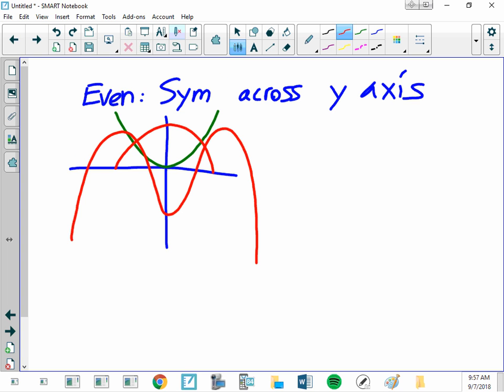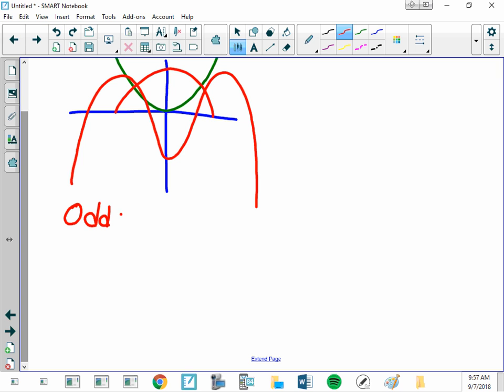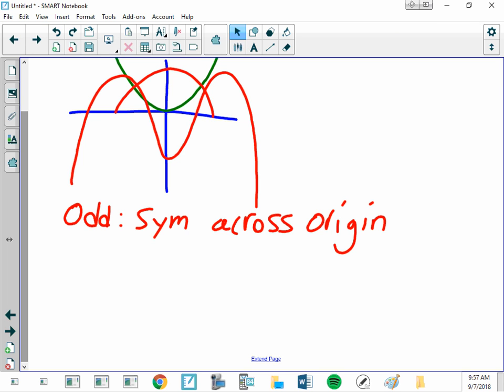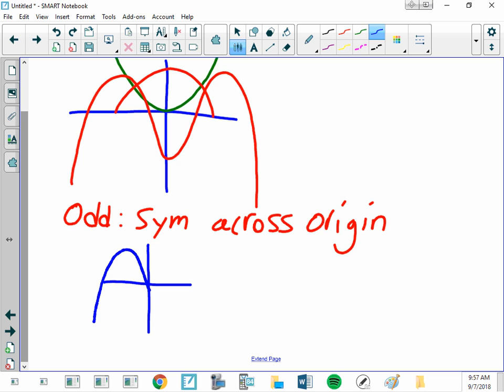Odd functions. And this is a little bit harder. Odd functions are symmetric across the origin. And you've probably never talked about point symmetry. And it's a little bit confusing, but it's something we do in mathematics quite a bit. What that means is, let me give you an example. This is symmetric across the origin. So instead of reflecting across a line, we're going to reflect across a point.